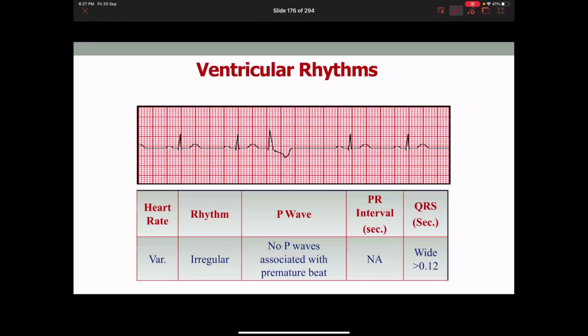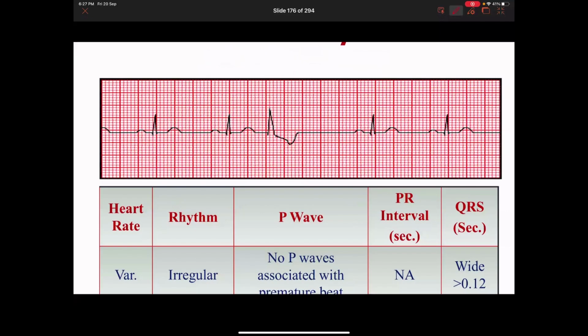What's this one? Premature ventricular contraction. Exactly. So this one, it's not premature atrial. This one is the premature beat. First of all, it's not premature atrial because there's no P wave, okay? And it's not premature junctional because there is an abnormality in the QRS, which means that the QRS or the ventricles are not pumping properly. There's something wrong with the ventricles.